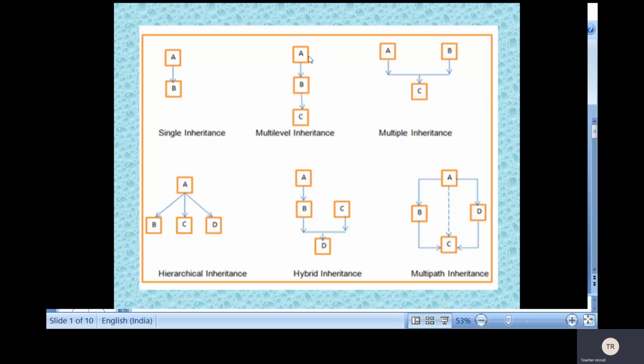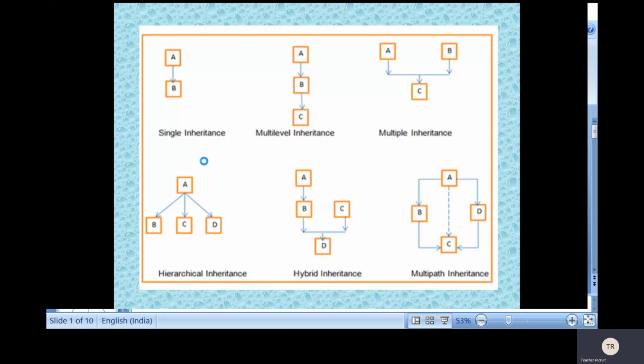Clear? Similarly, we have multiple inheritance. In multiple inheritance, there are multiple parents, as the name indicates. So C is the child class. There are two parents, A and B, and child class C can have access to the functions of parent class A as well as B. Functions and variables, both, of course.